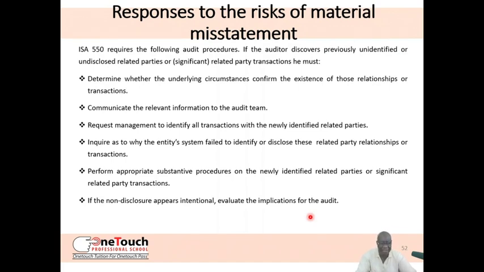So you have to ask management to now tell you what transactions went between the related party and your company. Inquire as to why the entity's system failed to identify or disclose these related party transactions. Once you find out why the entity's system failed, then perform appropriate substantive procedures on the newly identified related party transactions. And if the non-disclosure appears intentional, evaluate the implication for the audit.